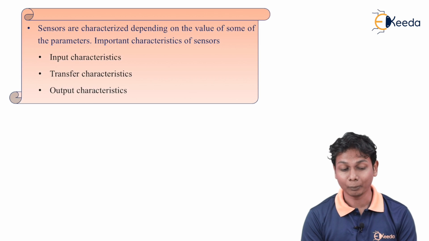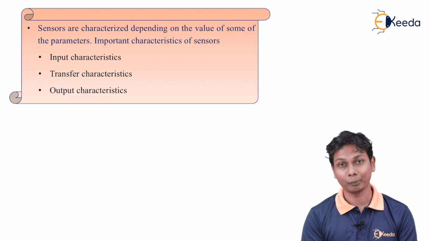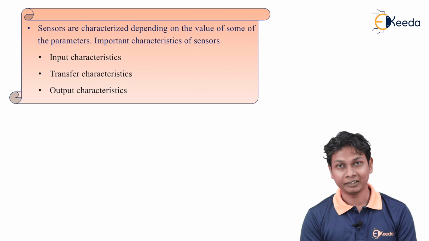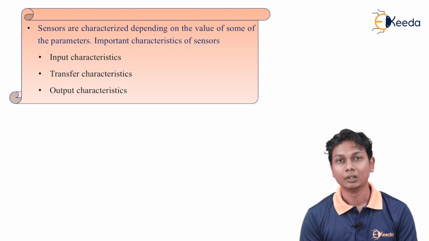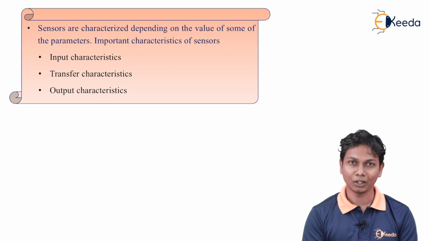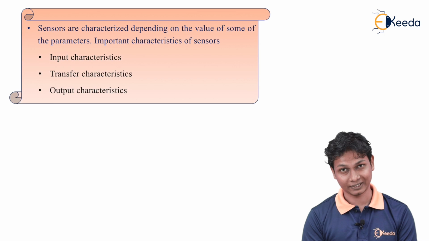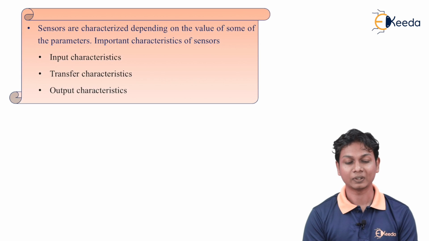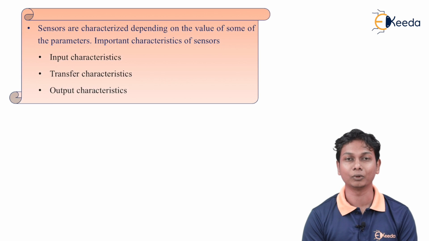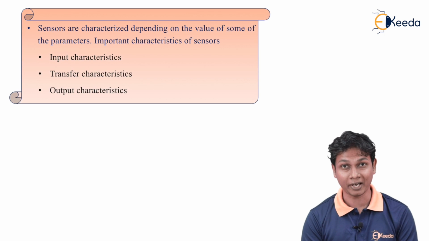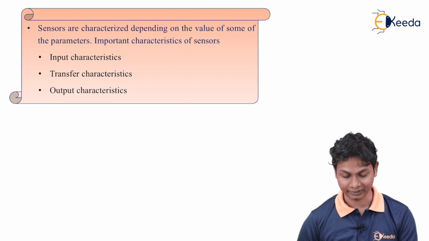It can be input characteristics, transfer characteristics, or output characteristics. So as you see, the various parameters depend upon the purpose of a sensor. In the same way, the characteristics of the various sensors also depend upon these: the input characteristics, output characteristics and transfer characteristics.